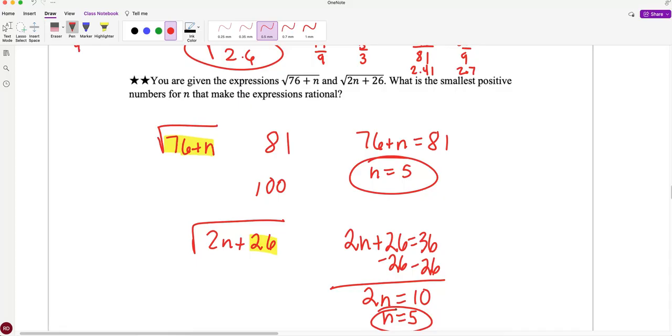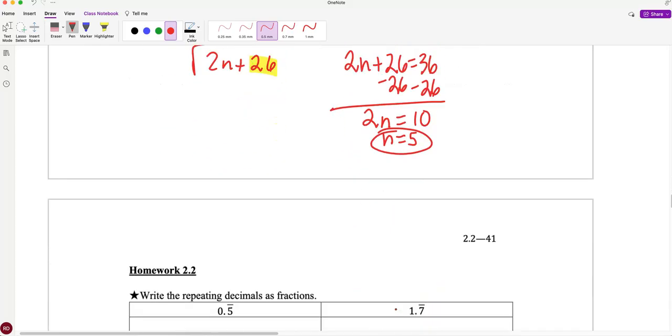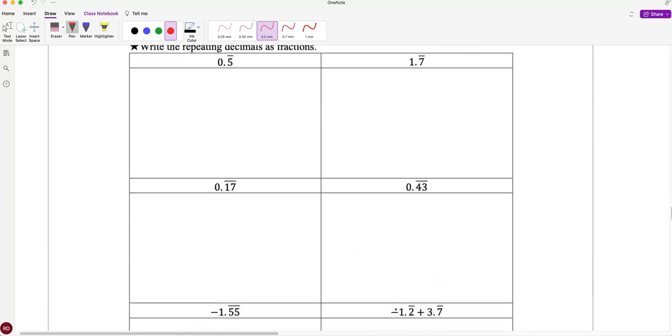So n is 5 is the smallest number that makes both of those rational. Okay, and that leads you up into homework for this section. Okay.